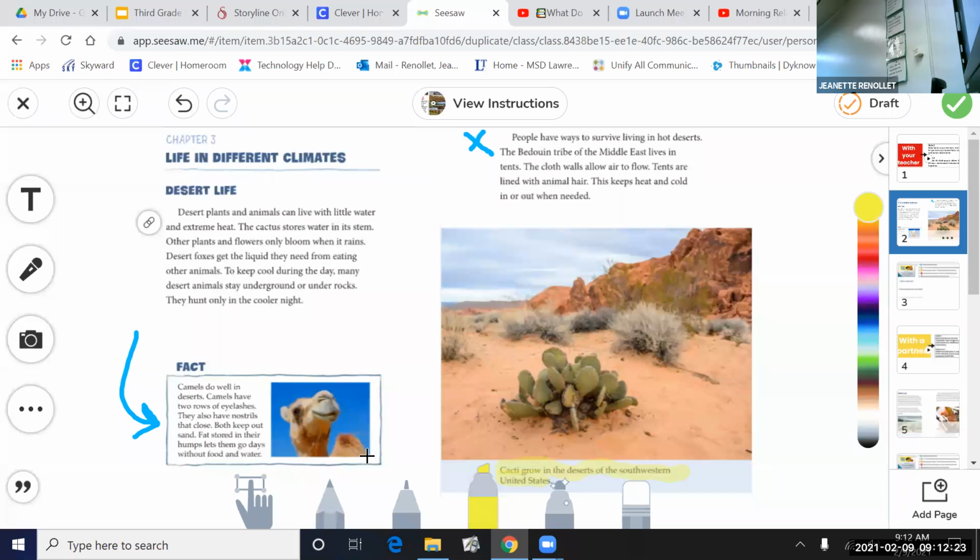Okay, so we've got some text features here helping us. Remember, text features help the reader. It's like a map. It helps us understand the text. So we see a picture of a cactus. And Theo, did you see any other text evidence that talked about cactus and storing water? Any other text evidence we could find?